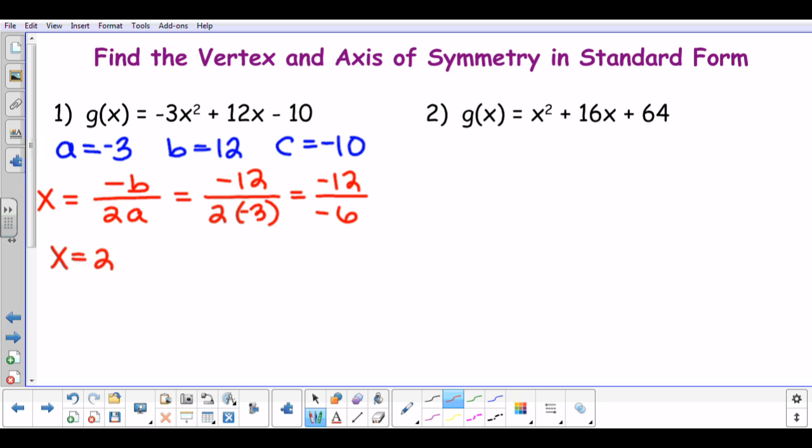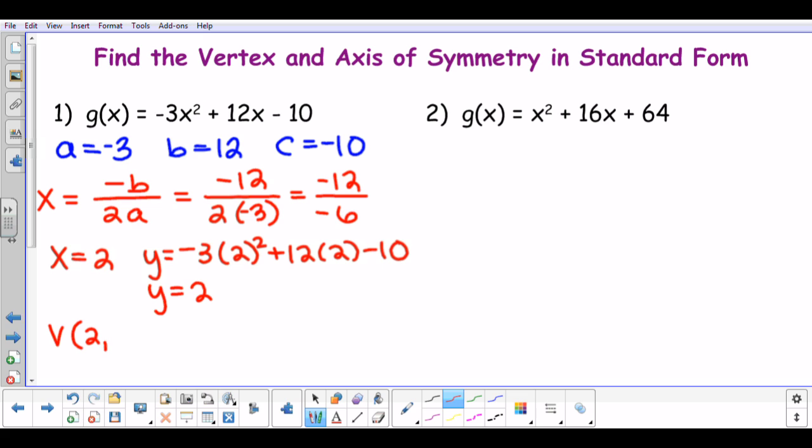So as far as my vertex goes, I know that the x-coordinate is going to be 2. Now I can find the y-coordinate by simply plugging in that x value into the given equation. So I'm going to have y equals negative 3 times 2 squared plus 12 times 2 minus 10. I can put all of that into my calculator, and it'll give me my y-coordinate. It's going to give me a y-coordinate of 2. So my vertex will be at positive 2, positive 2. Now for my axis of symmetry, it does go through the x-coordinate of the vertex, so that is going to be x equals 2.